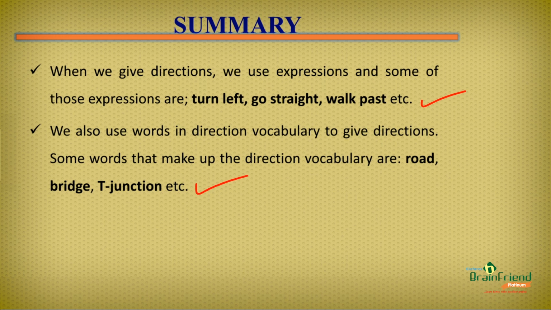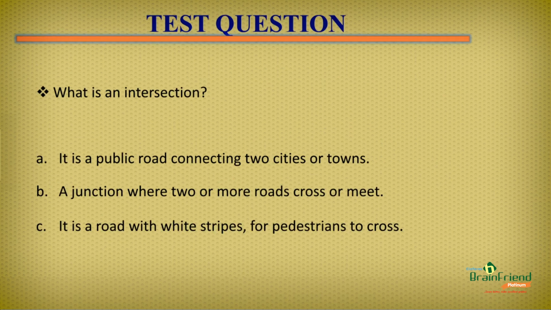Let's move on to our test section. Question 1. What is an intersection? Option A. It is a public road connecting two cities or towns. Option B. A junction where two or more roads cross or meet. Option C. It is a road with white stripes for pedestrians to cross. The correct answer is option B. A junction where two or more roads cross or meet.